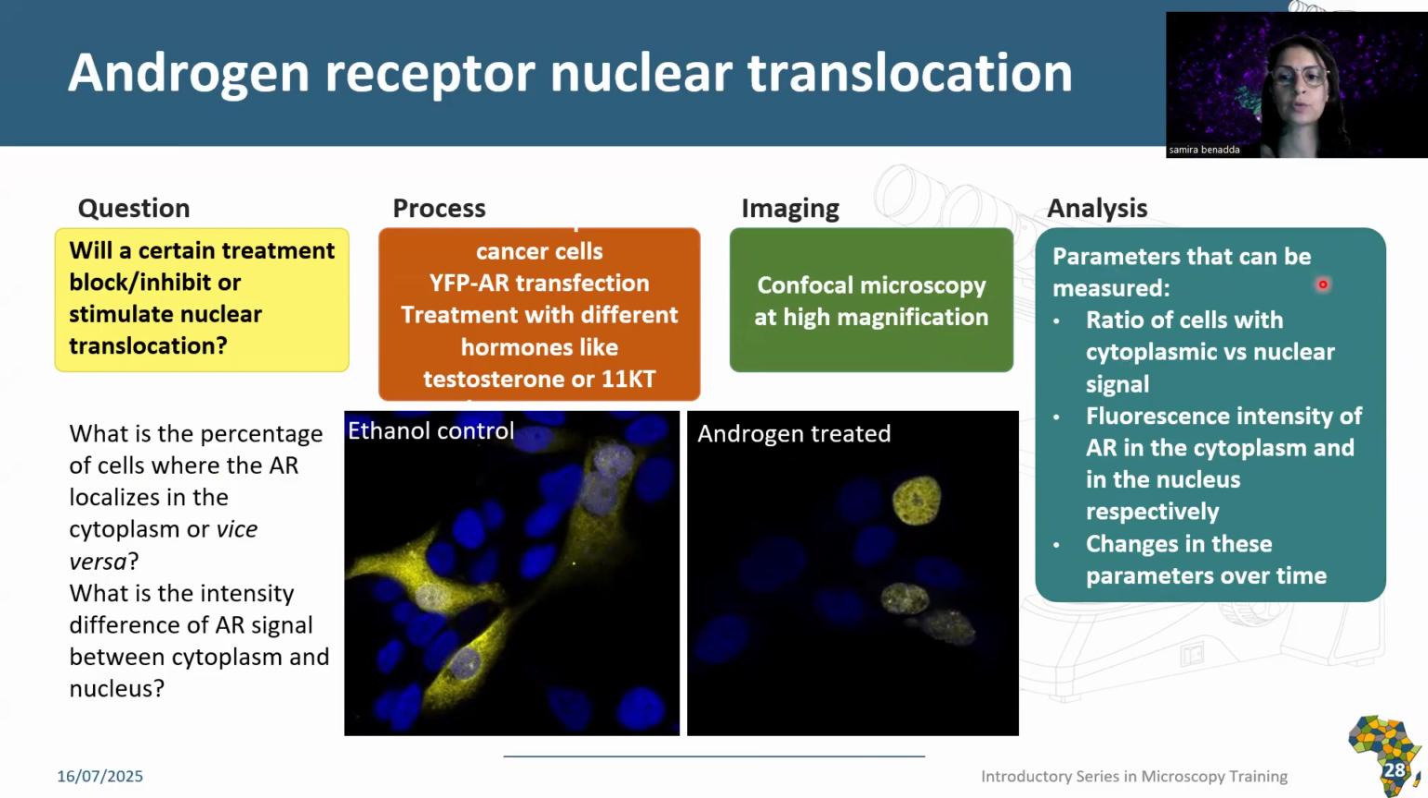We need to look at the ratio between the cytoplasm and the nuclear signal, the fluorescence intensity of the androgen receptor in the cytoplasm and the nucleus respectively, and how all the parameters change over time. And with that, we can answer the different questions to see the effect of the treatment.